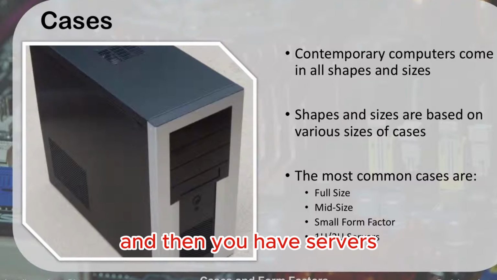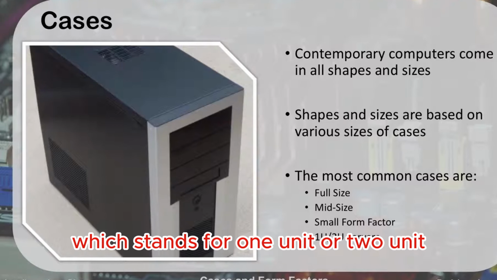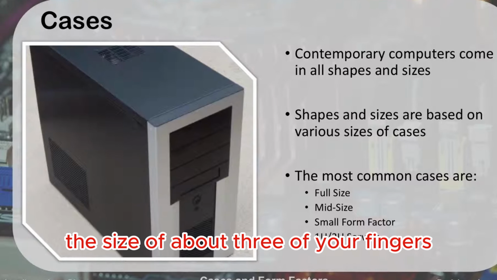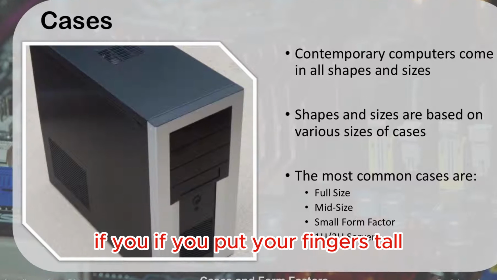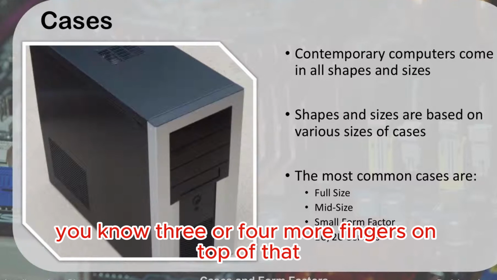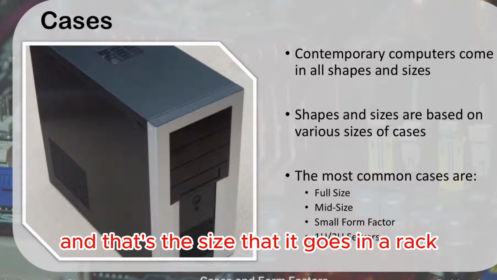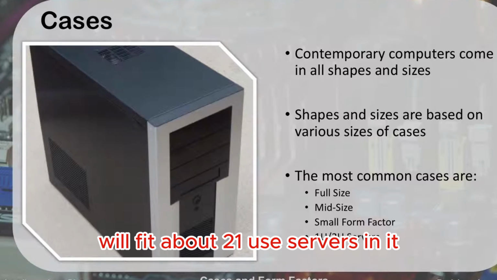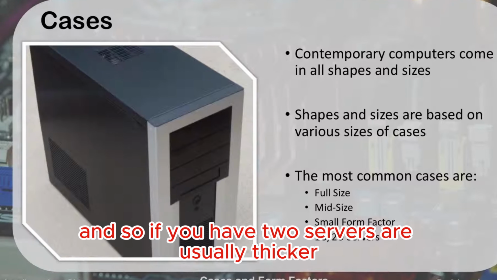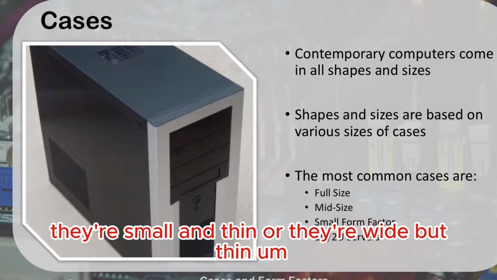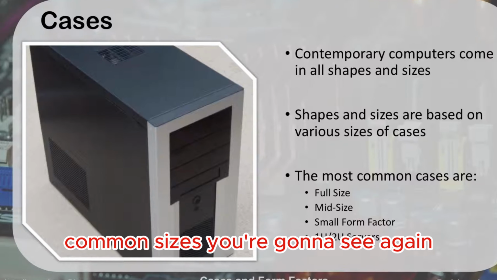And then you have servers, and they're usually what's called 1U or 2U, which stands for 1 unit or 2 unit. 1 unit is about the size of about 3 of your fingers, maybe about 2 inches tall. 2U's about 3 or 4 more fingers on top of that. And that's the size that goes in a rack. Normally a rack, like this full-size rack behind me, will fit about 21 1U servers in it. And 2U servers are usually thicker and more powerful. 1U are small and thin, or they're wide but thin. And those are the major common sizes you're going to see.